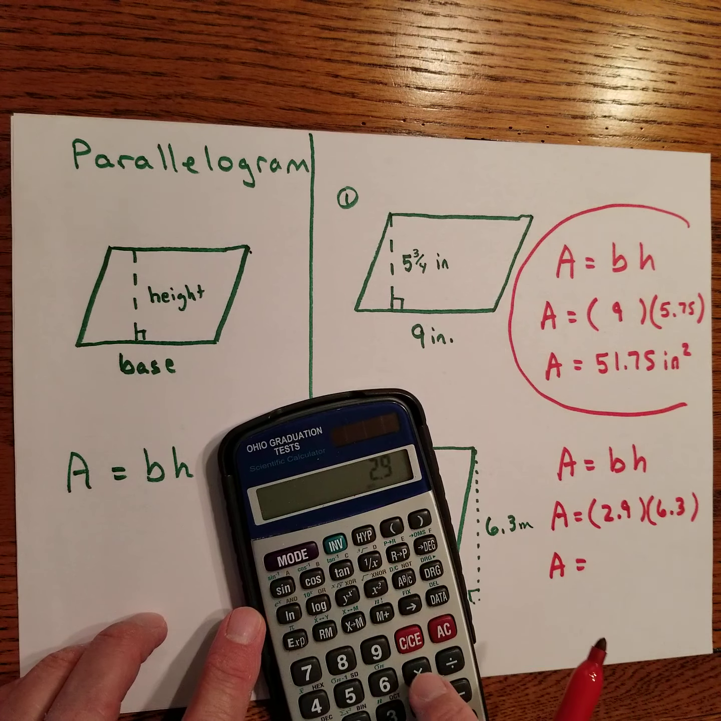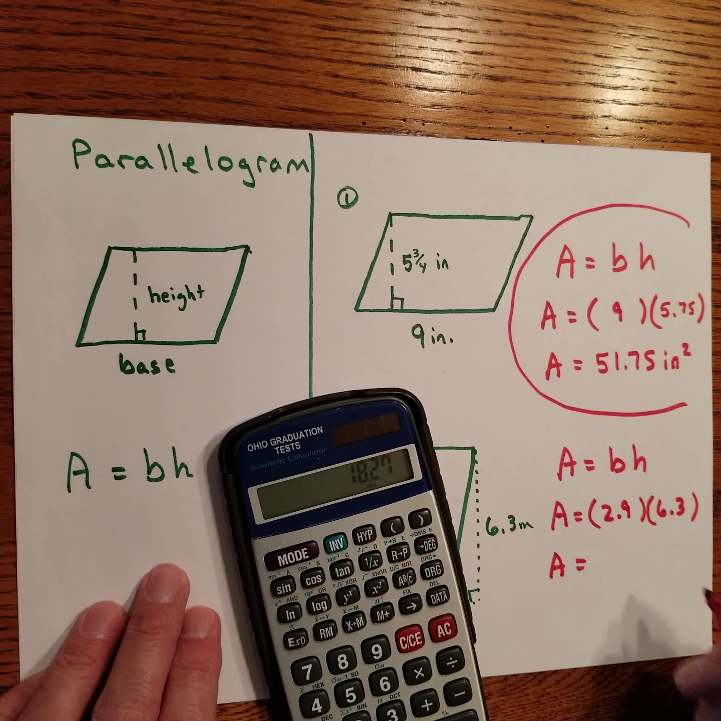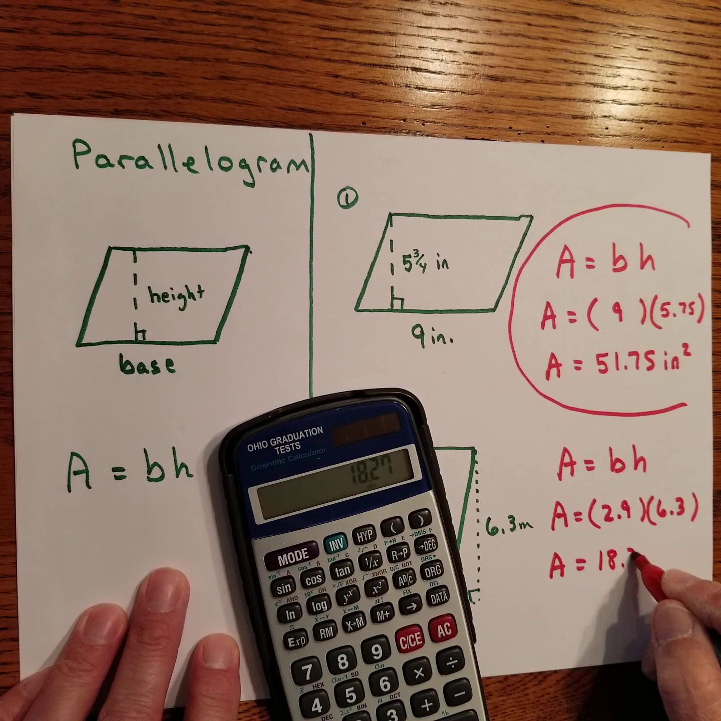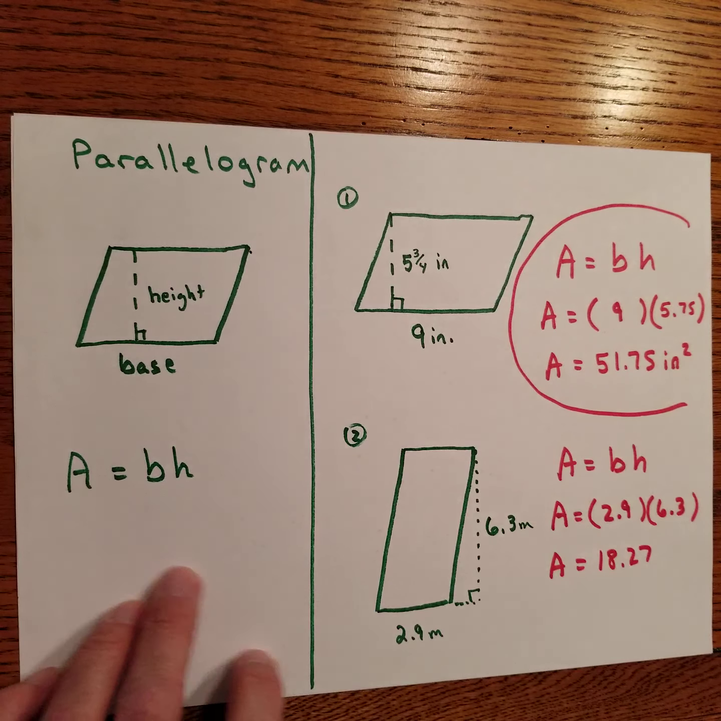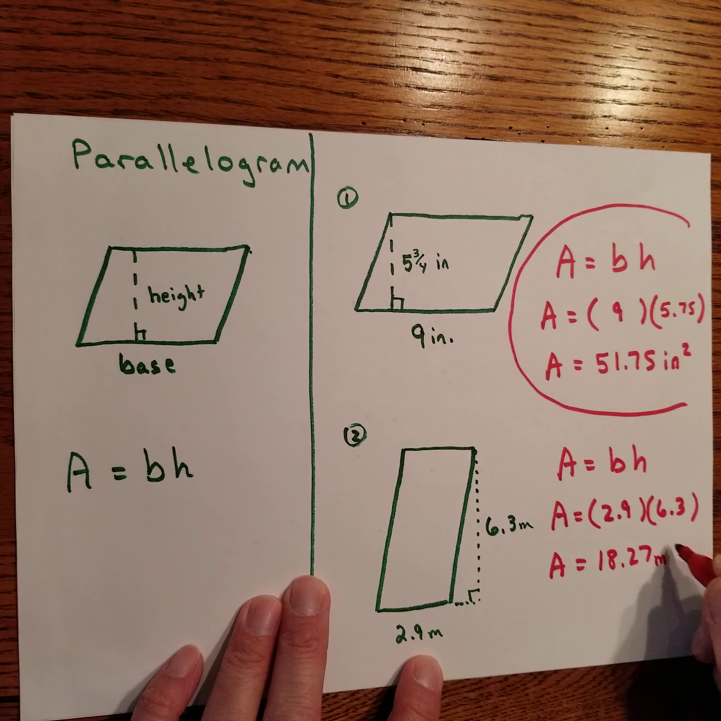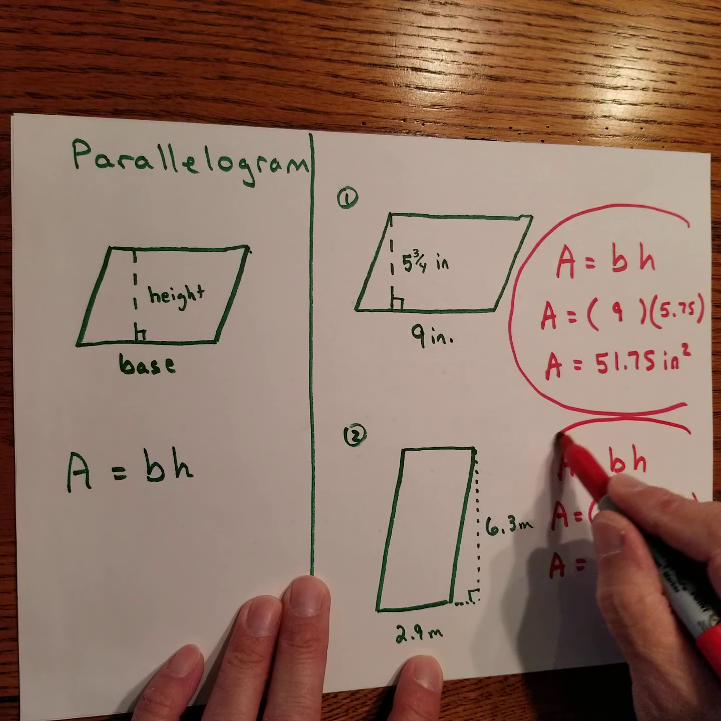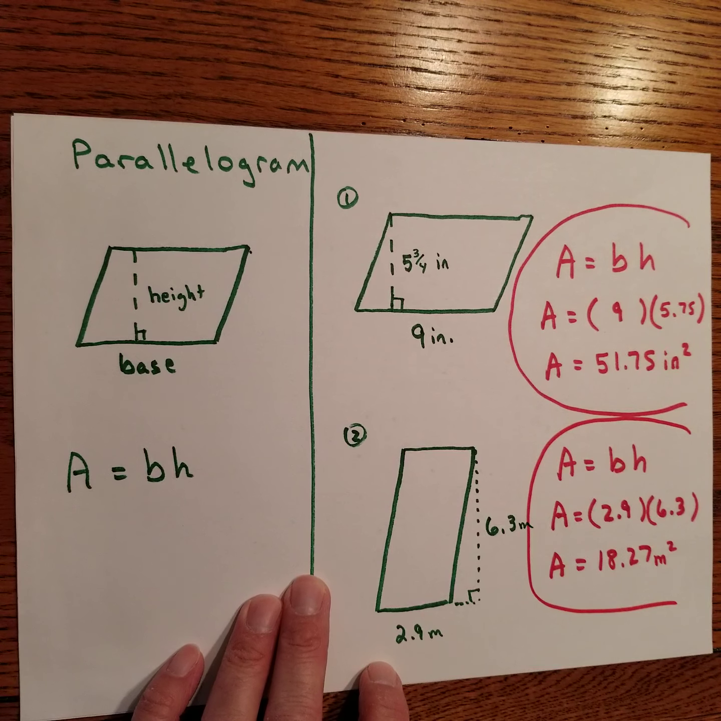2.9 times 6.3, 18.27. This problem was in meters. Area would be meters squared. Great.